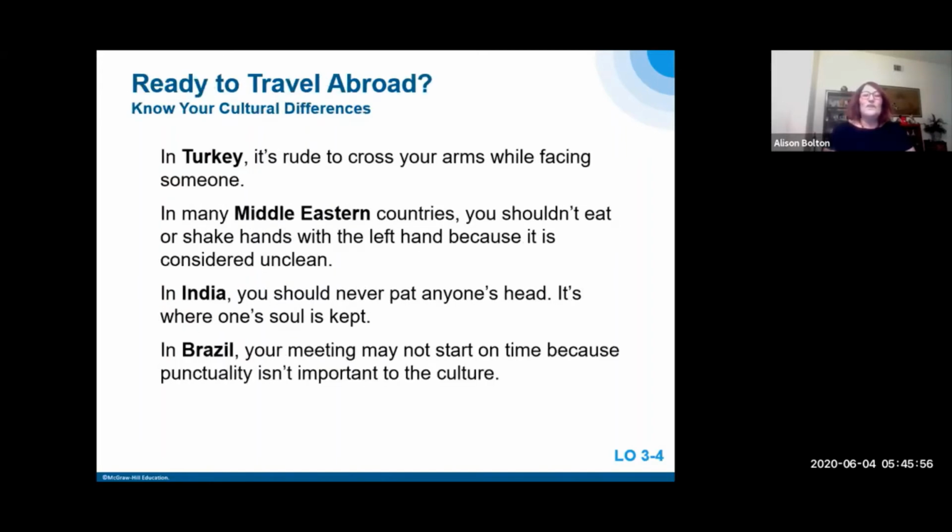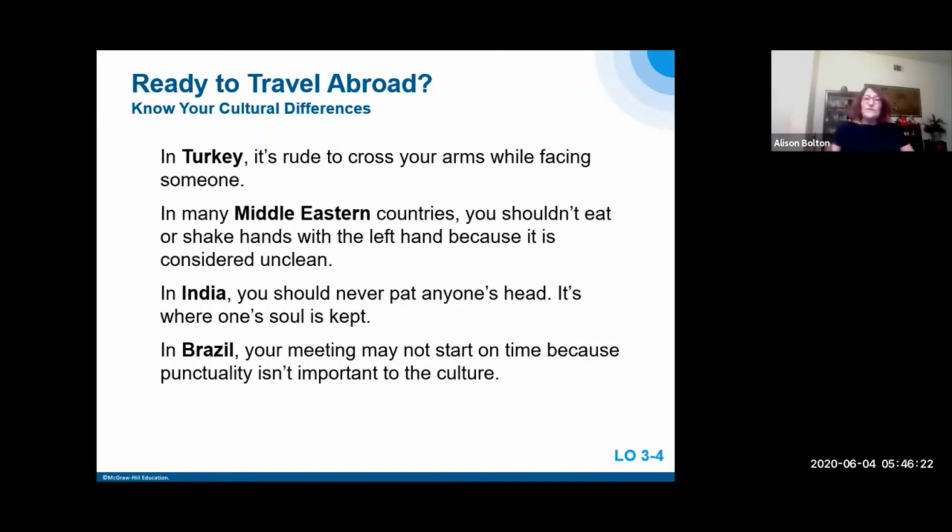So there are so many more. We need to look at how we physically act in public, and I highly recommend you get some cultural training. You don't want to cross your arms while facing someone. In Turkey, it's very rude, and it also makes somebody think you're angry with them. Don't do that. Keep your arms down. Don't put them in your pockets.